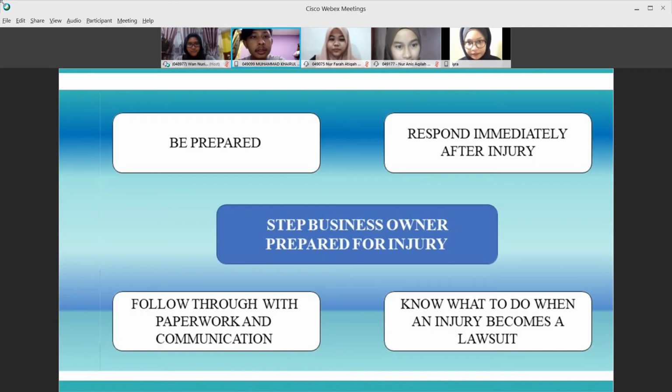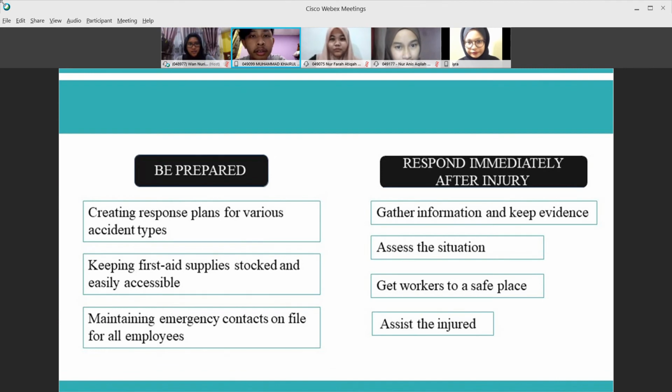The next step is we prepare and also respond immediately after injury. The first step of we prepare is creating response plans for various accident types, also keeping first aid supplies stocked and easily accessible, and maintaining emergency contacts on file for all employees. For responding immediately after injury, there are 4 steps: gather information and keep evidence, assess the situation, get workers to a safe place, and assist the injured.